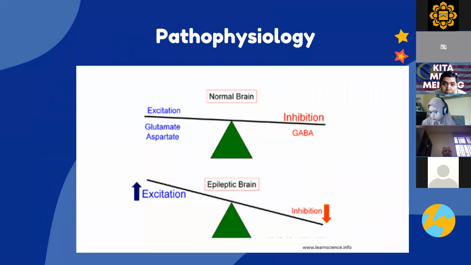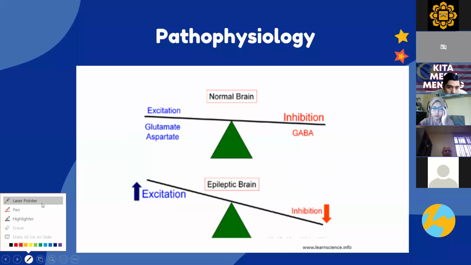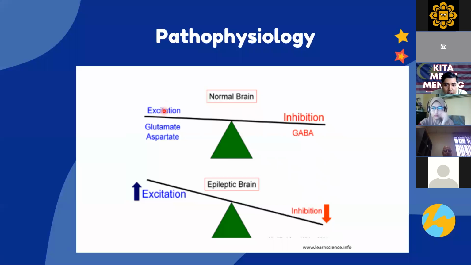So a little bit about the pathophysiology of seizures. Seizures can be conceptualized as occurring when there is distortion of the normal balance between excitation and inhibition. As we know, the neurotransmitters for excitation are glutamate and aspartate, and the inhibition is from GABA. When there is an imbalance between these two, that will cause an epileptic brain. So that's the idea of how seizures and epilepsy occur.